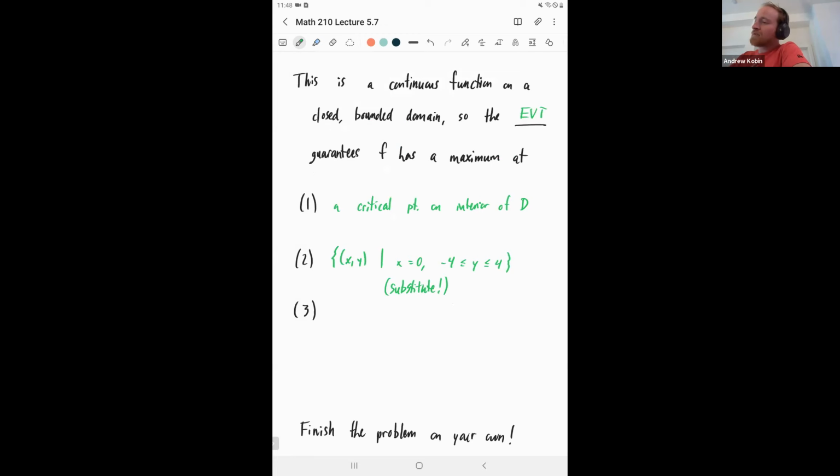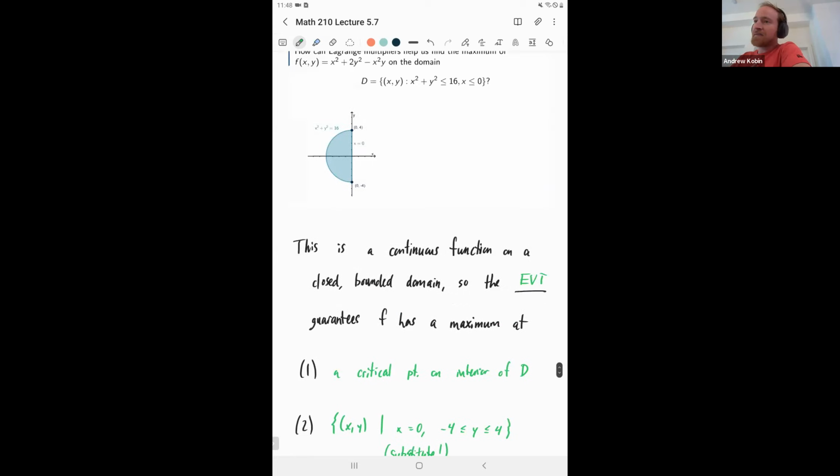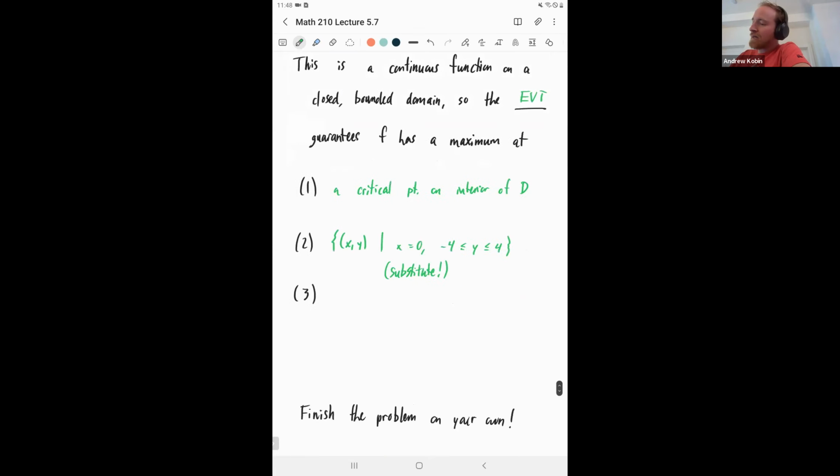Finally, there's one more piece of the puzzle, which is the left semicircle. This is given by the following set of points, x comma y in the xy plane, so that the coordinates lie on the circle of radius 4, and x is less than 0.